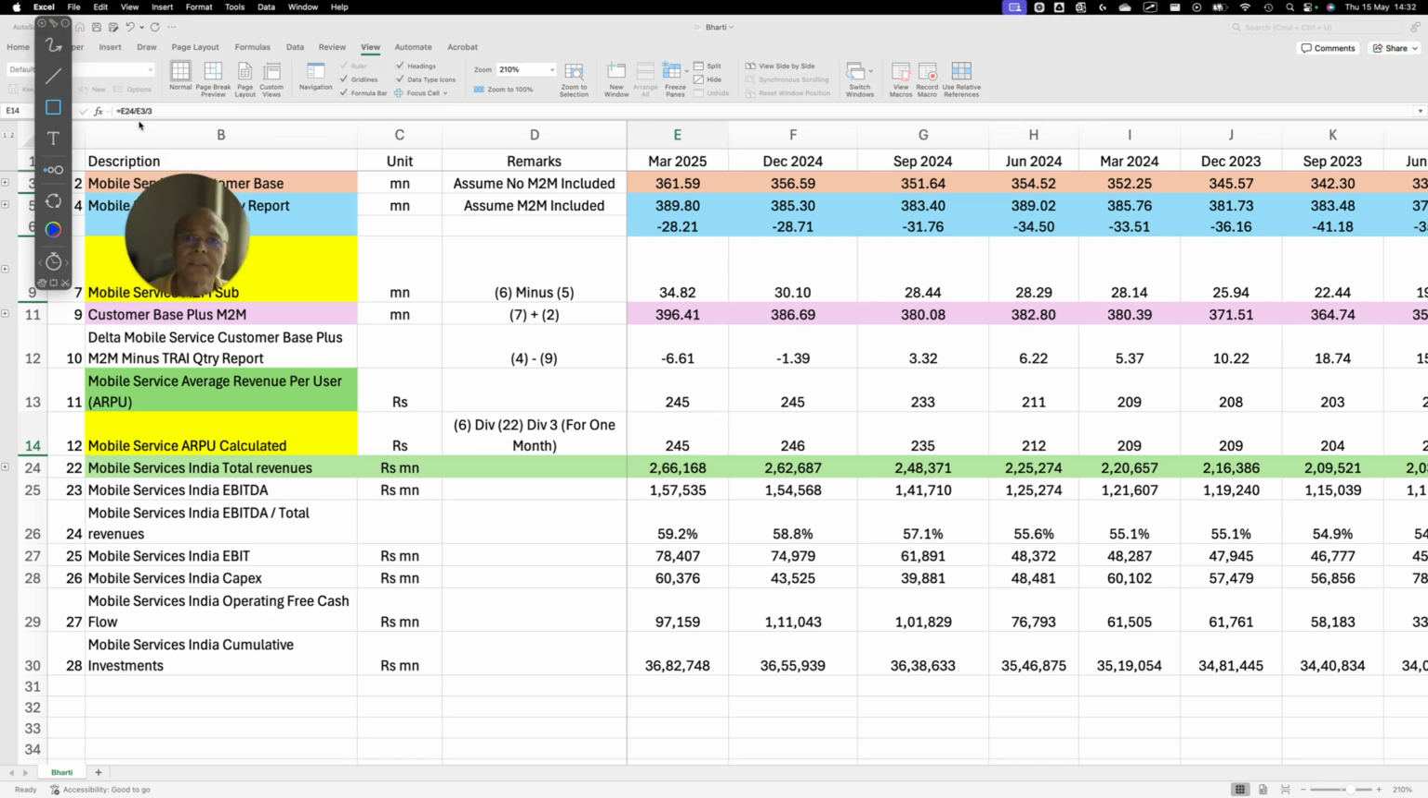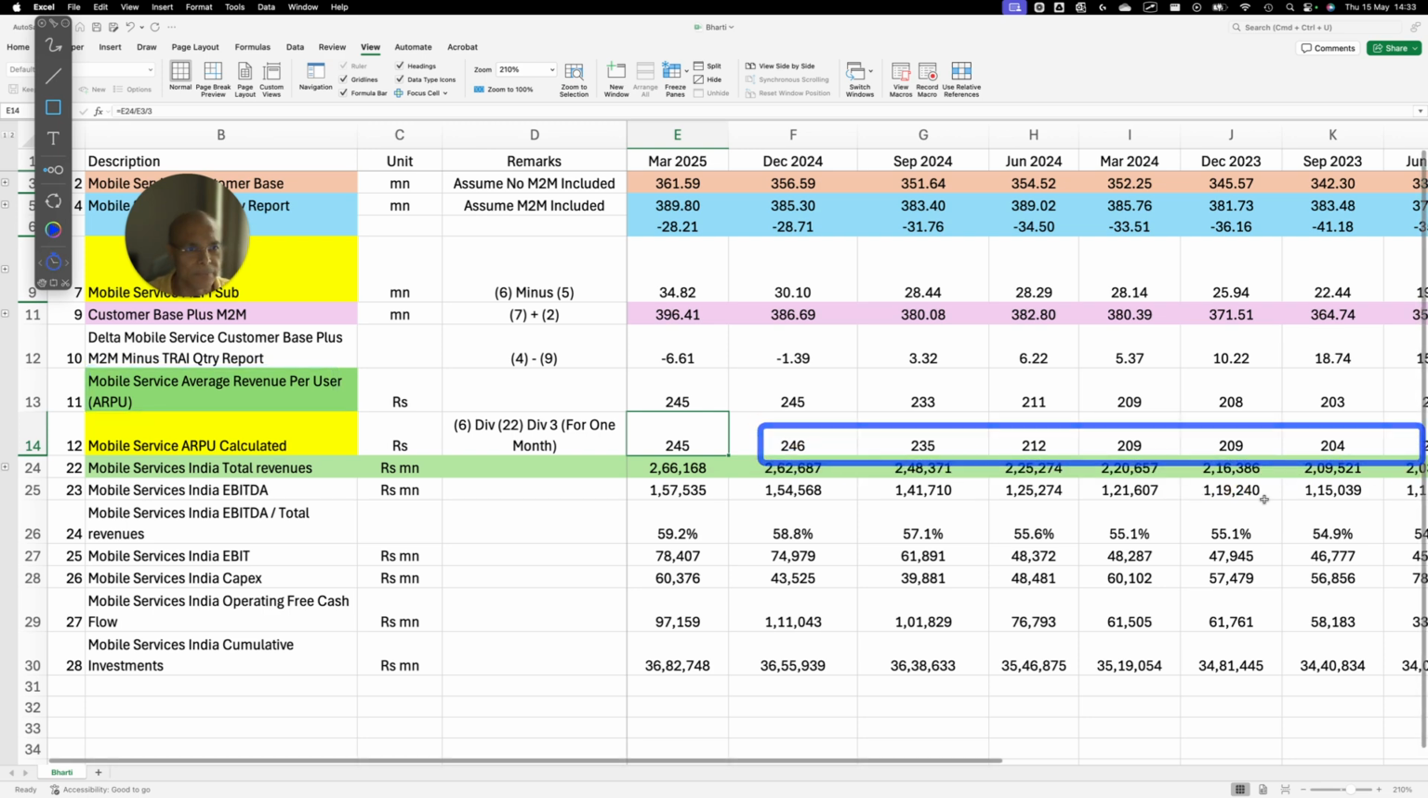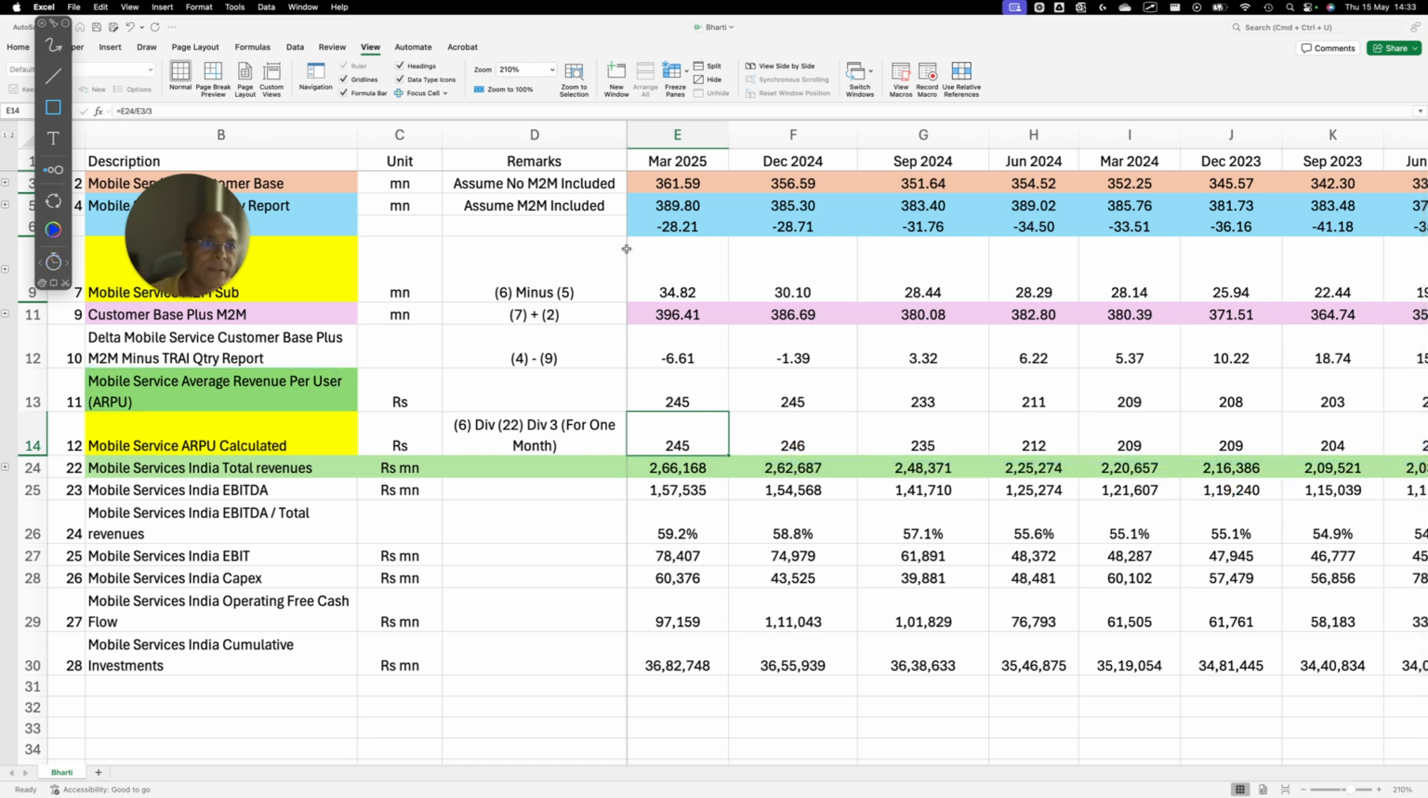So let me just take my face away. You can see this calculation clearly in front of you, right? So you get an ARPU of 245, which is exactly what Airtel has reported. So this is the calculated number and this is the reported number, right? Similarly, you see it exactly matches, right? So far so good, definitely.